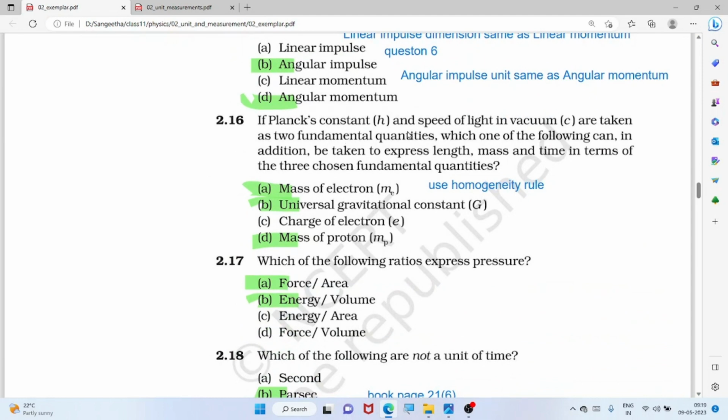The Planck's constant h and the speed of light in vacuum are taken as the two fundamental units. Which of the following, in addition, can be taken to express length, mass and time in terms of the chosen fundamental units? You have to apply the homogeneity rule as we already did. Then you can use one of these three units: the mass of the electron, the proton, or the gravitational constant as the mass.